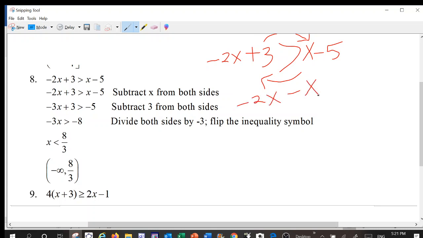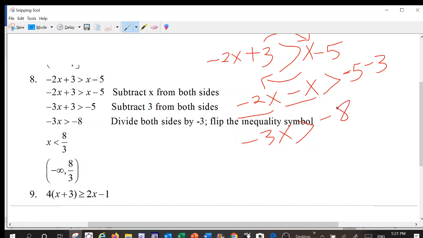X comes to the left, becomes a minus x. This doesn't change, it's still the same. Negative 5 is on the right, and then 3 comes to the right, and that's negative 5, and becomes negative 3. Right? So negative 2x minus 1x is negative 3x, and greater than negative 8.